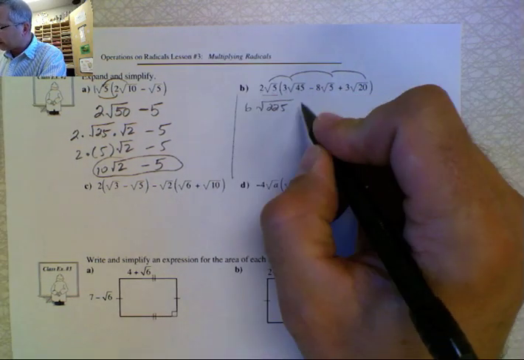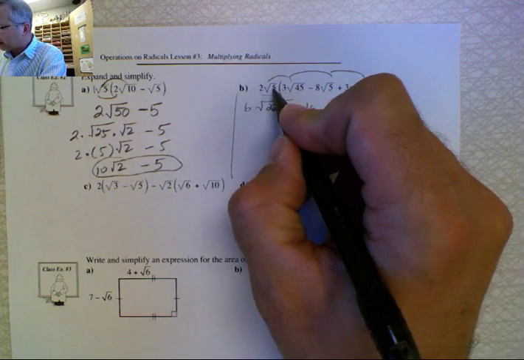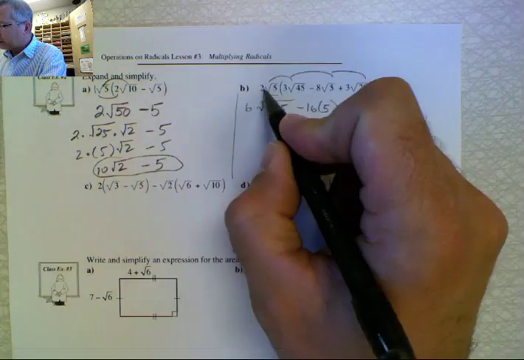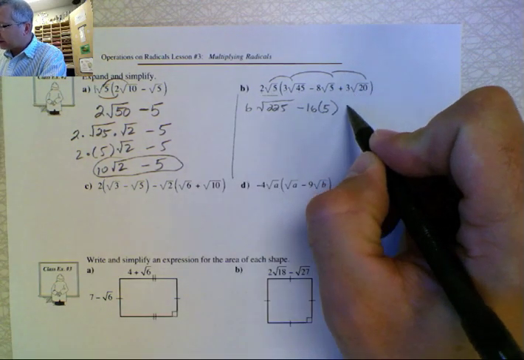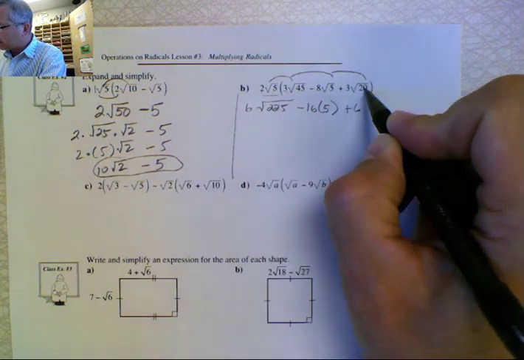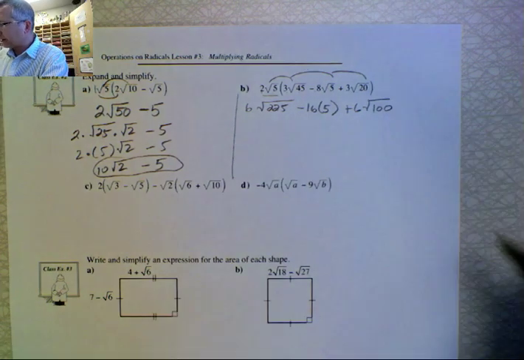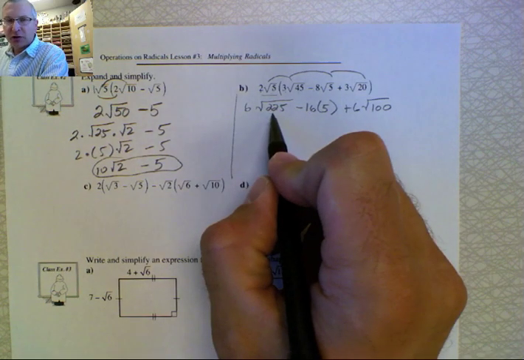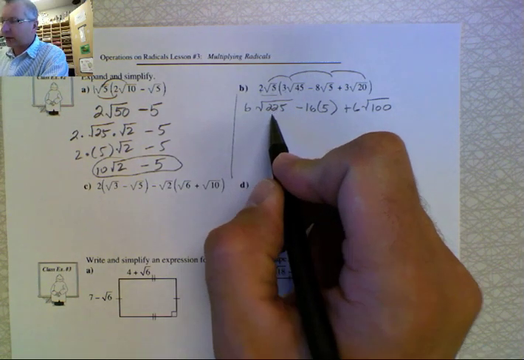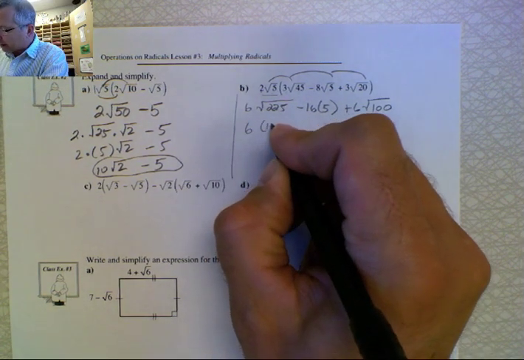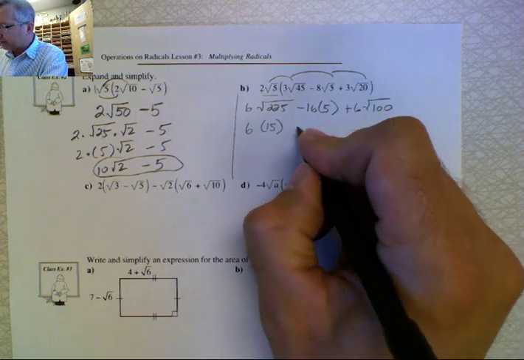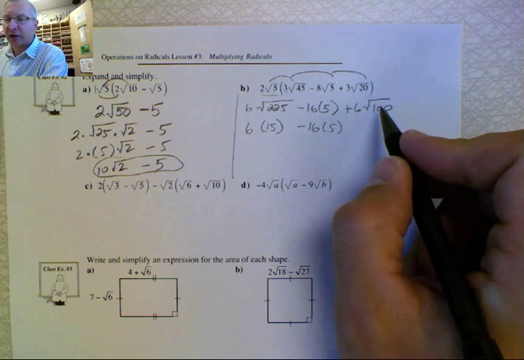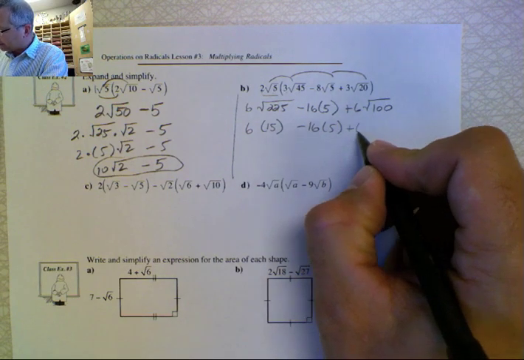2 times negative 8 is negative 16, and root 5 times root 5 is just 5. 2 times 3 is 6, and root 5 times root 20 is root 100. Now, if you start looking at simplifying this, 225 is actually a perfect square. If you take the square root of 225, it's actually 15. And 100's a perfect square. The square root of 100 is actually 10.